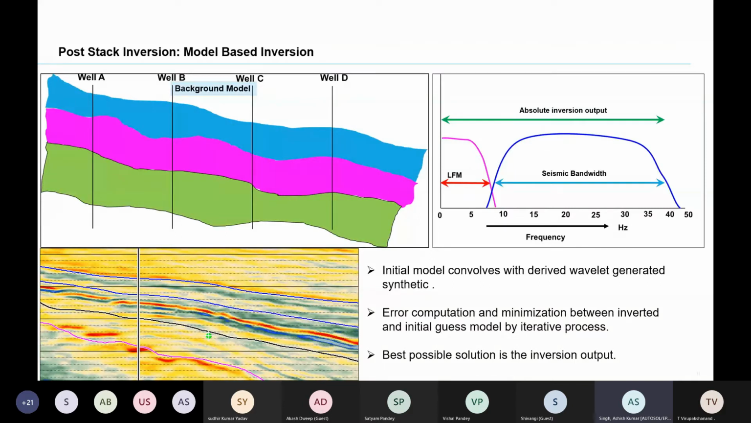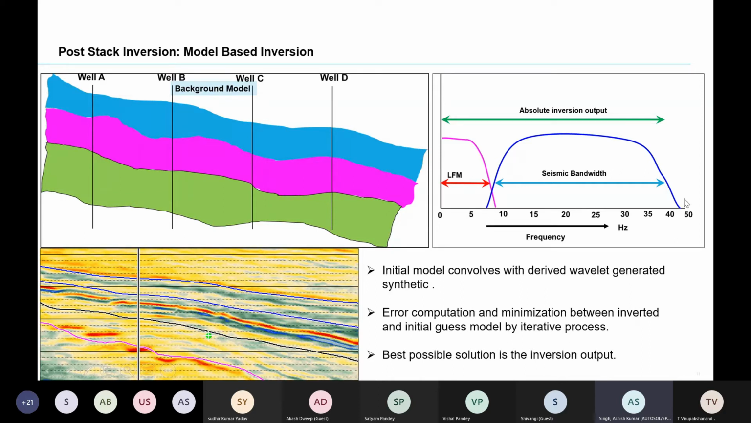So this is model based inversion. Model based inversion is fine, but there is a disadvantage. Every inversion has advantages and disadvantages, but I was telling this one advantage also. There is a number of wells that should be there, otherwise your guess model may be problematic. So this is the first one, and for the second, friends, let's understand the seismic bandwidth.